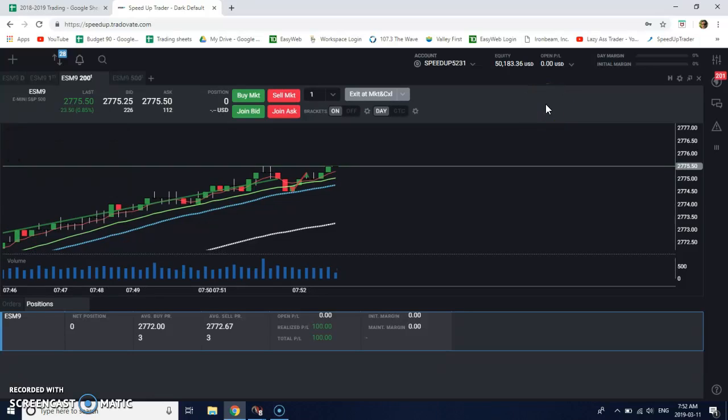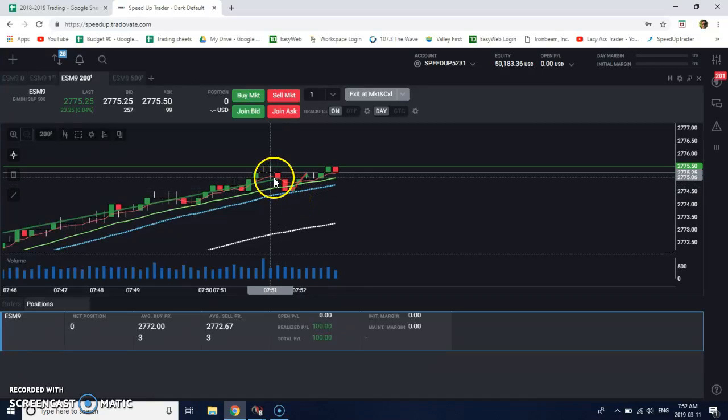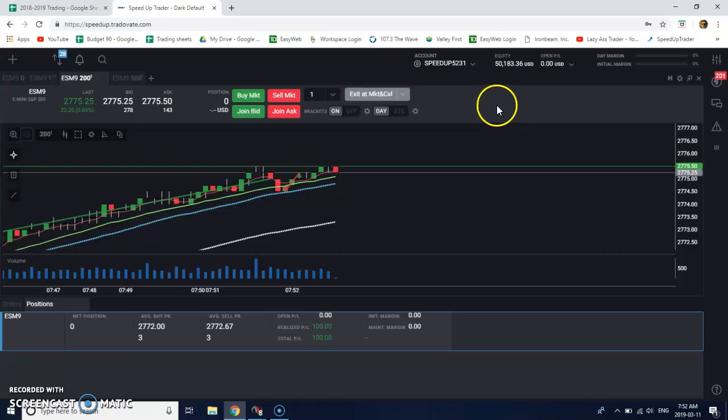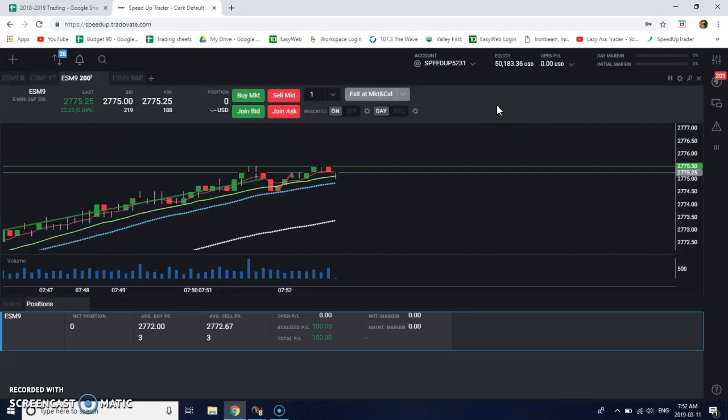I'm still not familiar with the speed up trader, but I took my total profit for the day of $100. Looks like I panicked. I'm not really sure what's going on there, but anyways, made my target for today.